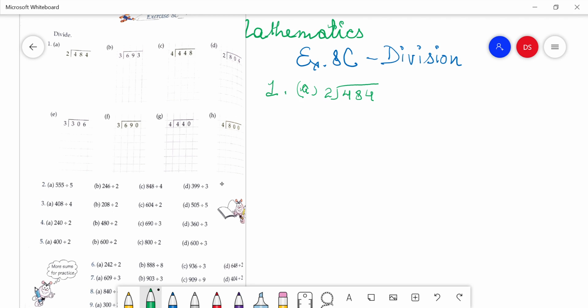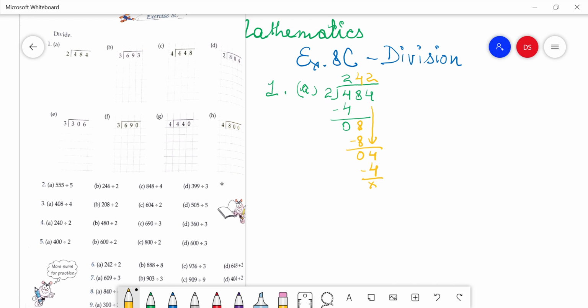We will read the number of divisor, that is 2. 2 4s are 4. 4 minus 4 is 0. Next digit we have, that is 8. 2 4s are 8. 8 minus 8 is 0. Then we will take next number, that is 4. We will divide this 4 by 2. 2 2s are 4.